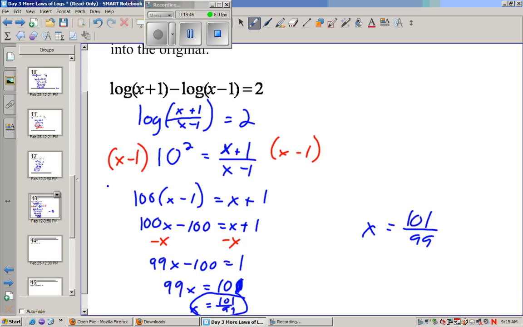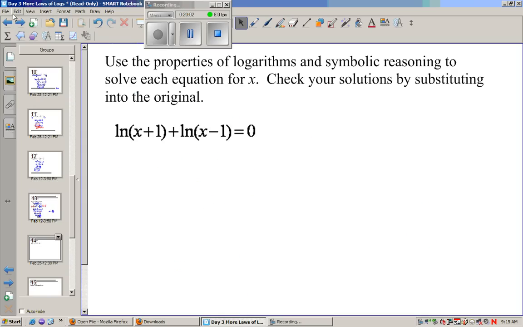Now, is that in both of the domains? Well, both these domains will accept anything. This is anything greater than -1, anything greater than 1, and this is a little bit greater than 1, so it'll fit into the domain on both of them. Alright, let's try this one.